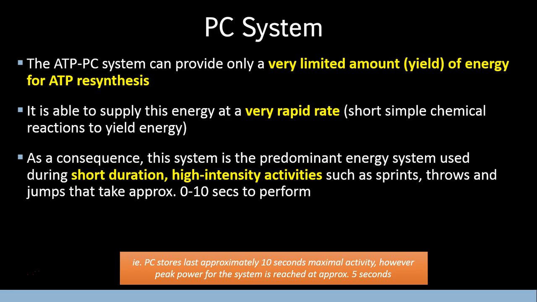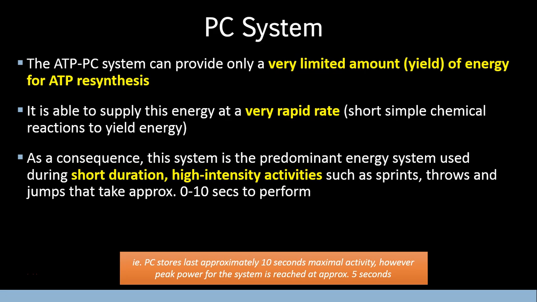Because of this low yield and very rapid rate of ATP production, we rely on this system predominantly during those short duration, high intensity activities. The easiest one is a 100-meter sprint. The challenge will be to think about when we rely on it during team sports.